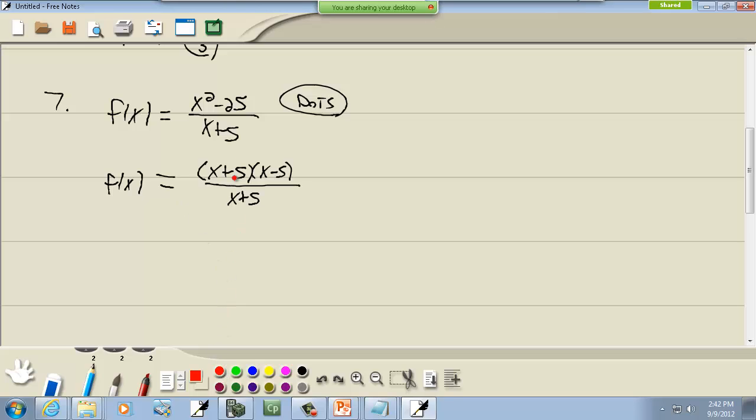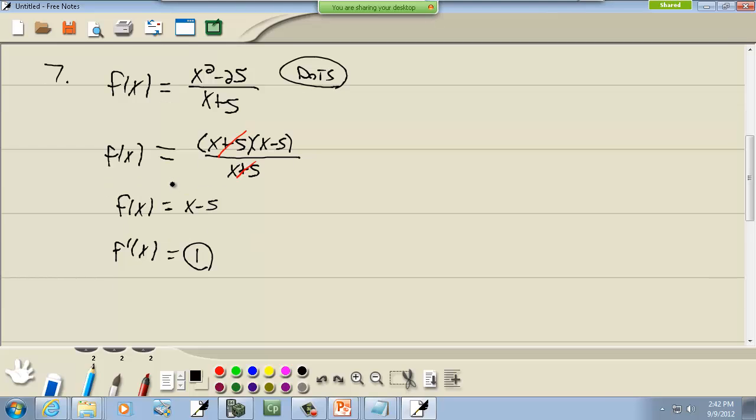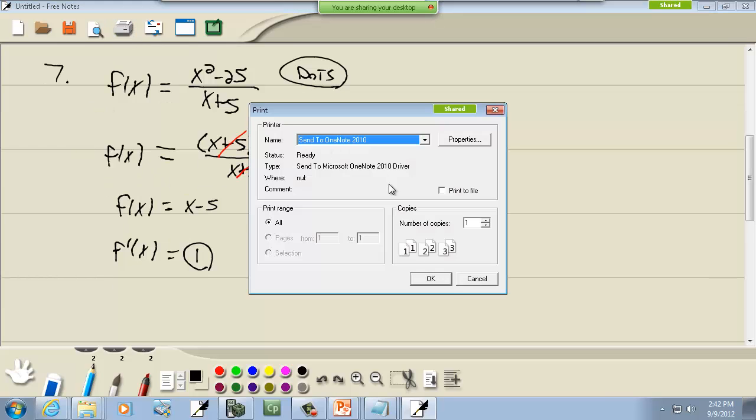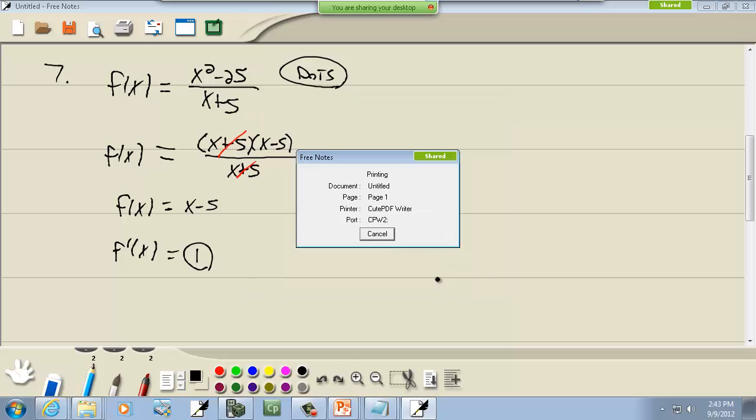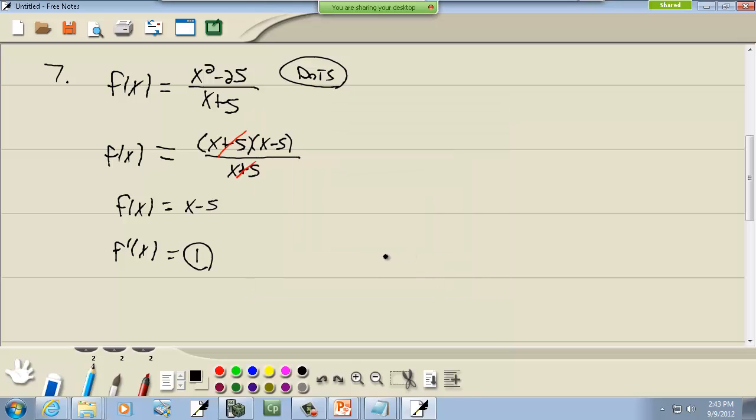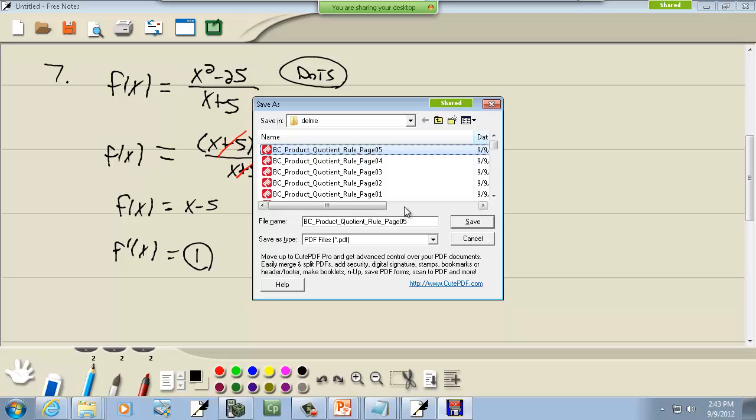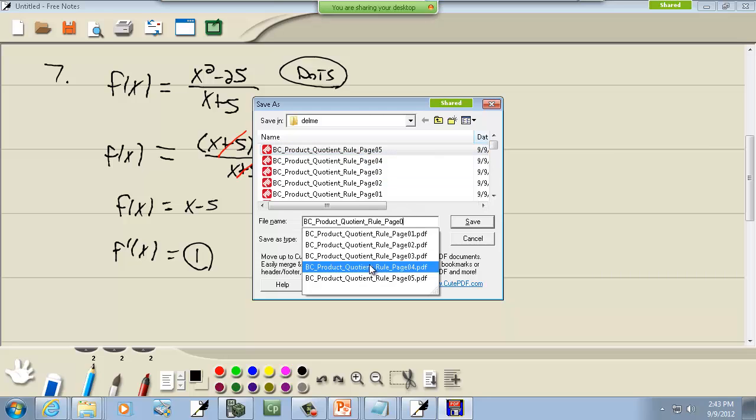Okay. Now once I do that, I notice that they both have an x plus 5, so that's going to cancel. And our f of x is equal to x minus 5. So now to find our derivative, the derivative of x is 1, and negative 5 drops away. So that's our answer. Let me save that. That would be tons of work, by the way, if you did the quotient rule. Fun work, but lots of work.